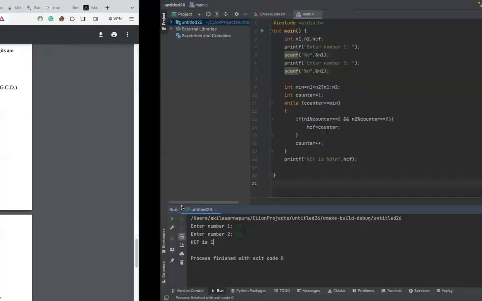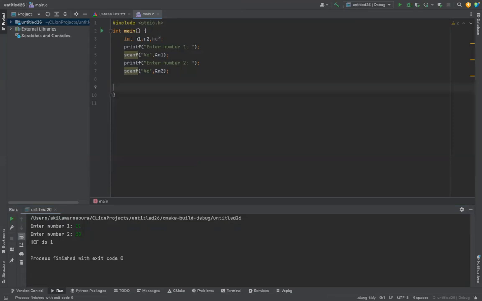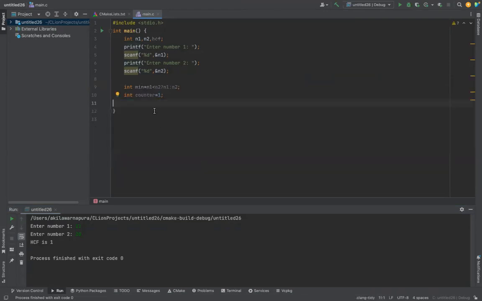Okay. How to do this? You can ask to enter two numbers, number 1 and number 2. I remove this one. And you have to find the maximum value now. Previously, you found the minimum value. Now you have to find the maximum value. If n1 is greater than n2, that means n1 is the max. Otherwise, n2 is the max. Okay, now you got the maximum value.